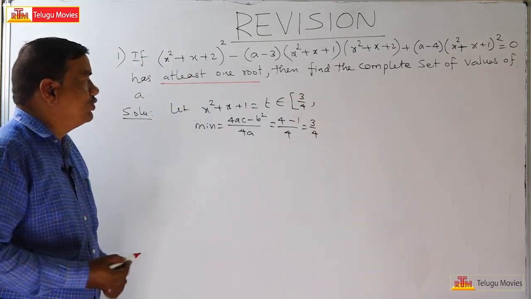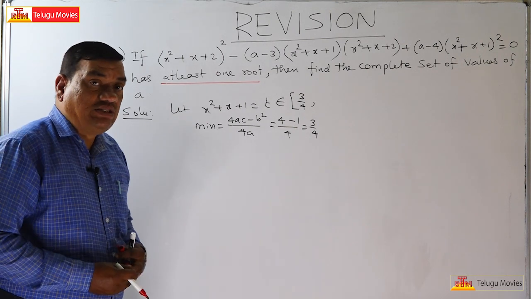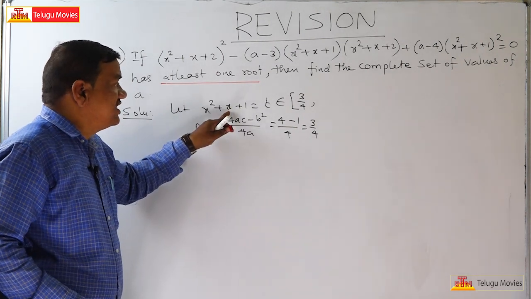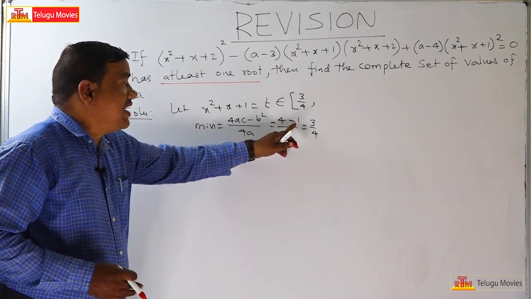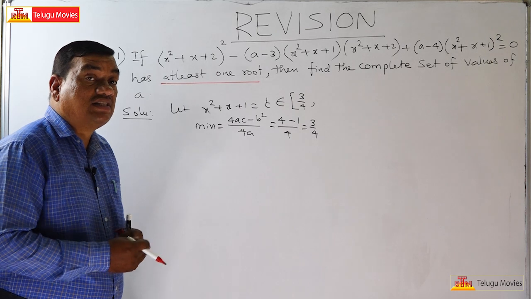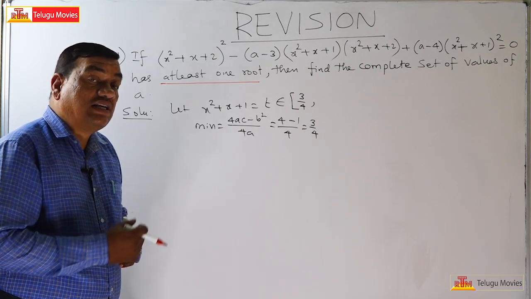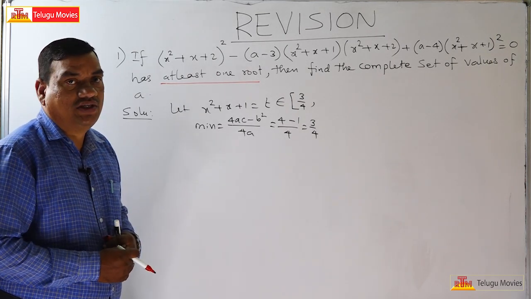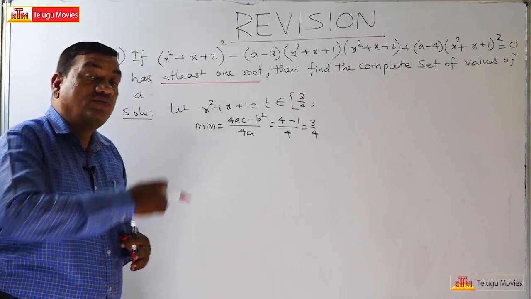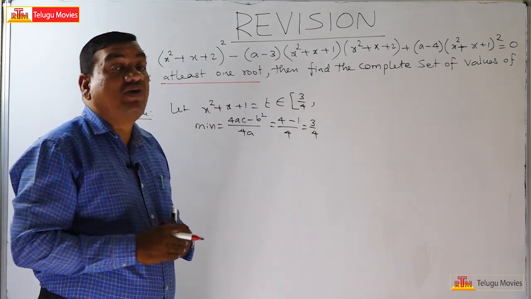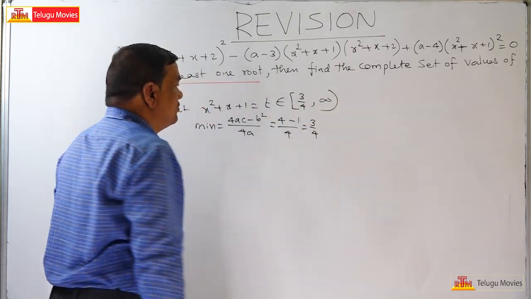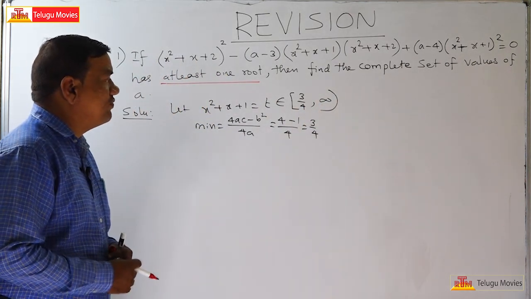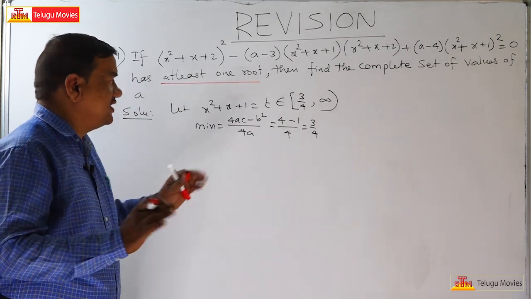So t belongs to 3 by 4 up to the maximum value. If you see here, the discriminant, b square minus 4ac, that means 1 minus 4, is less than 0. Therefore, it does not have any real roots. Therefore, the maximum value is infinity. So t belongs to [3/4, infinity). Okay, now let us keep it that.